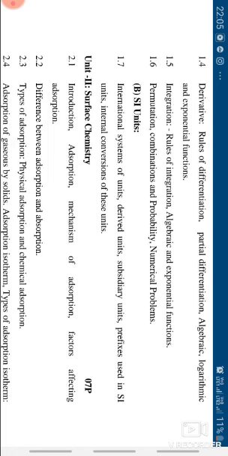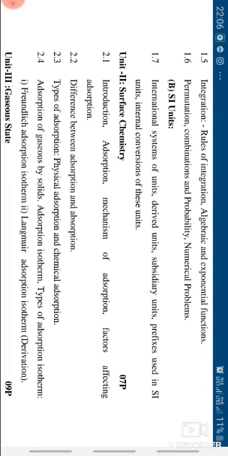Okay, now the next is SI units. We will see different SI units that are used in our physical chemistry. We will see the international system of units, that is SI units, and then from these SI units we will see derived units, subsidiary units and prefixes used in SI units, and international conversions of these SI units. Okay, all these can be seen in the mathematical concepts and SI units unit.